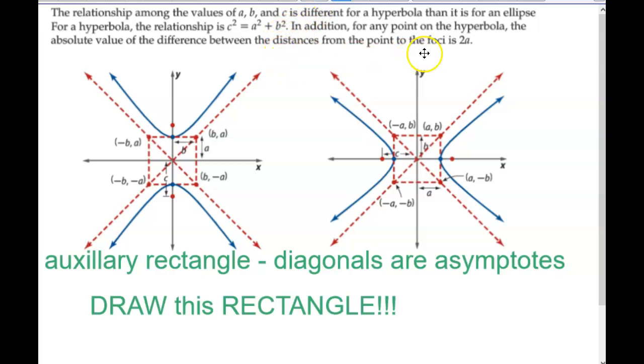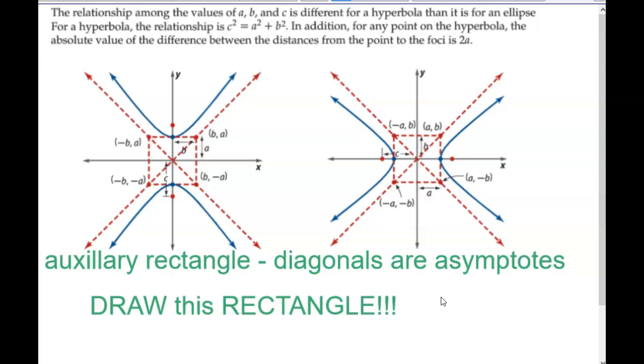It is added, okay? It is the same, though, in that you're going to draw the points as though you were going to draw an ellipse, but you're going to draw a rectangle. This is called the auxiliary rectangle, and you draw it so that you can accurately put in the diagonals of the rectangle, and those are the asymptotes. Okay, that was a lot of vocabulary.